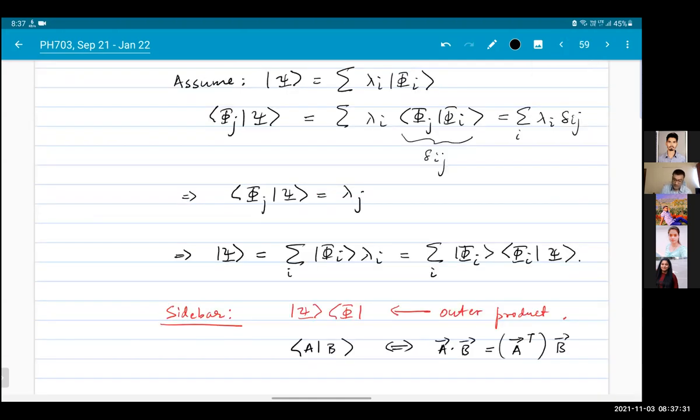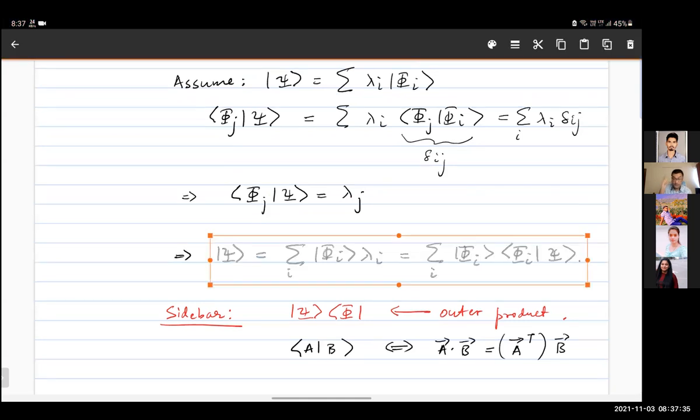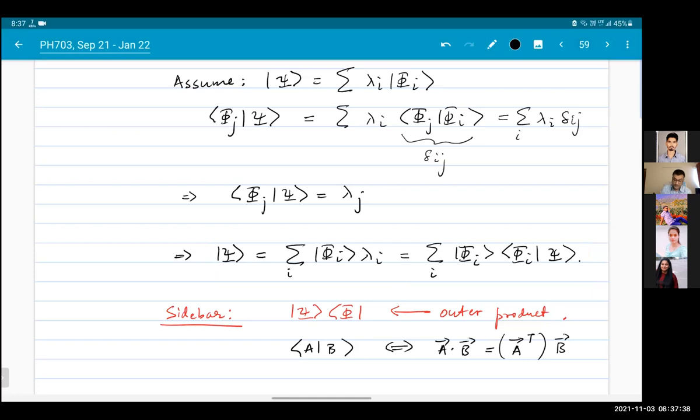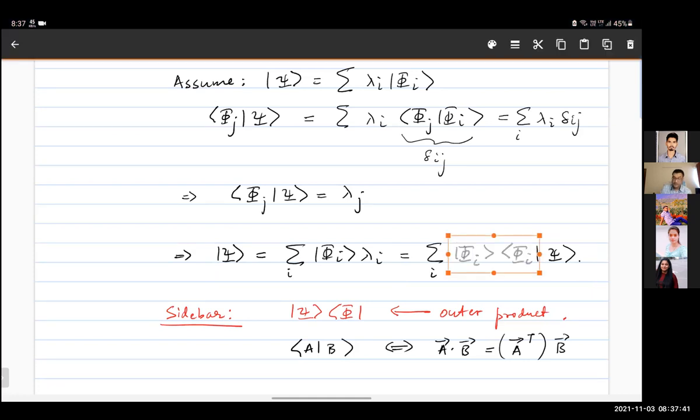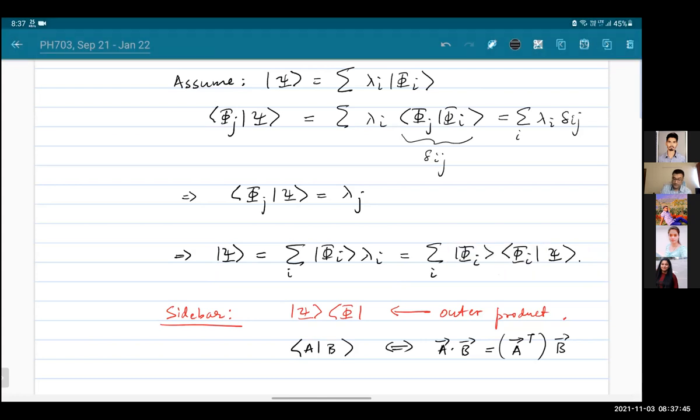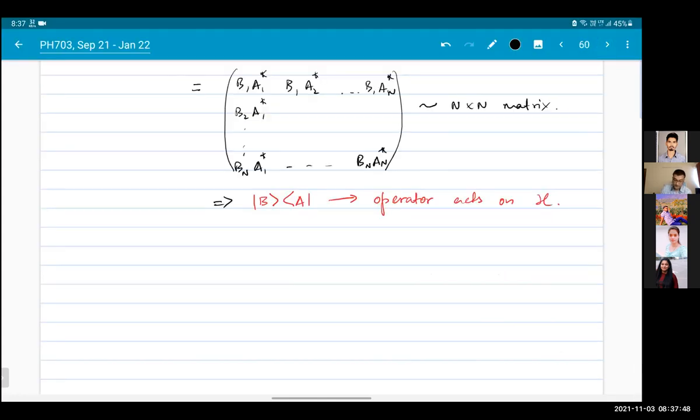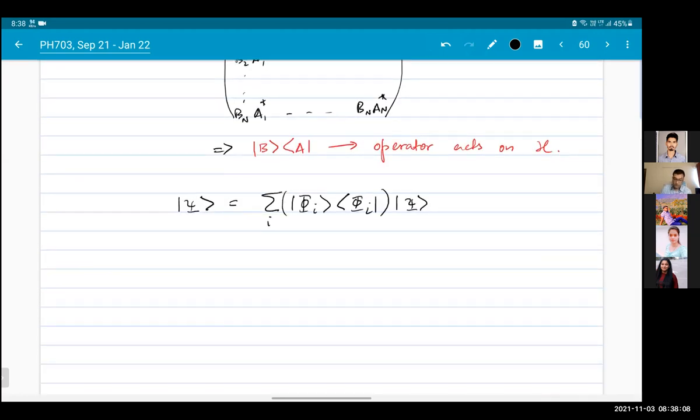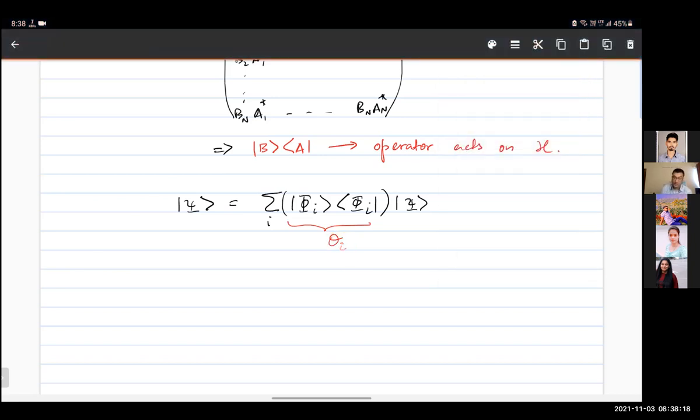So now we can look at this expression again from this perspective. And what is that perspective? That this object is an operator, and it's acting on the state psi. Let me write this equation again. I have psi is equal to, now I put it in brackets to express the fact that this is a separate object, and I'll write this as an operator O of i.